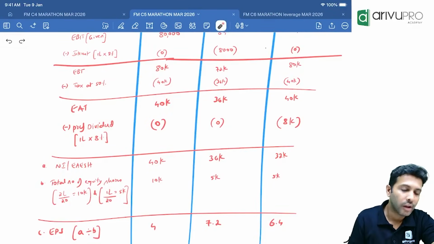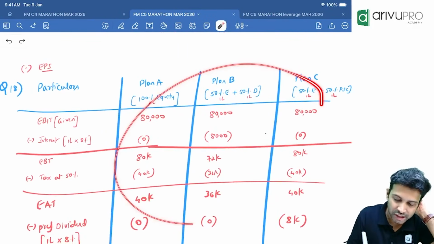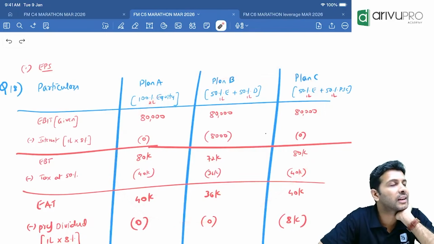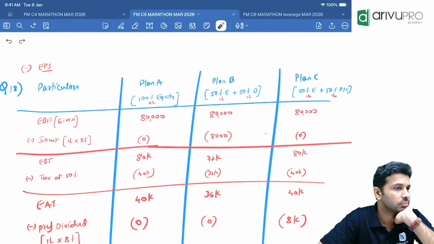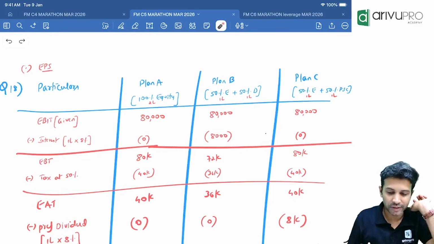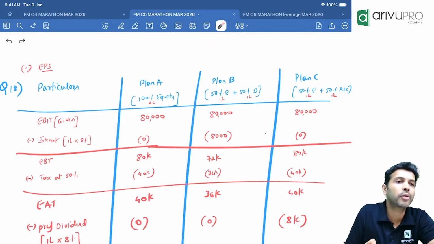Okay, sir. But one thing, I just want you to tell me the number of equity shares in each plan. Can you calculate that for me? How many equity shares are there here? Sir, face value is 10, issued at a premium of 10.